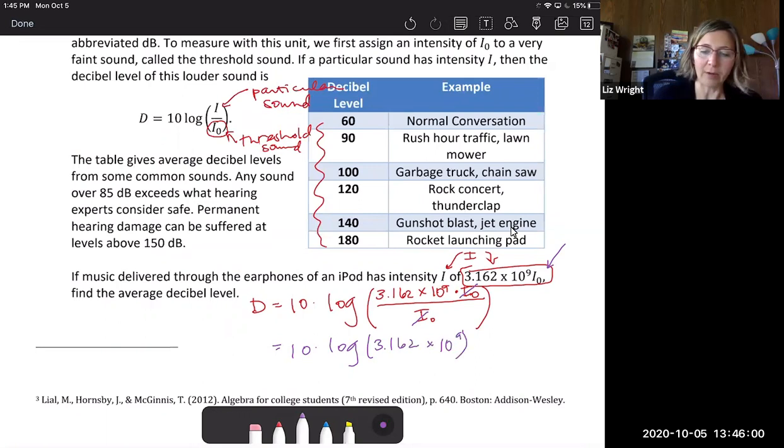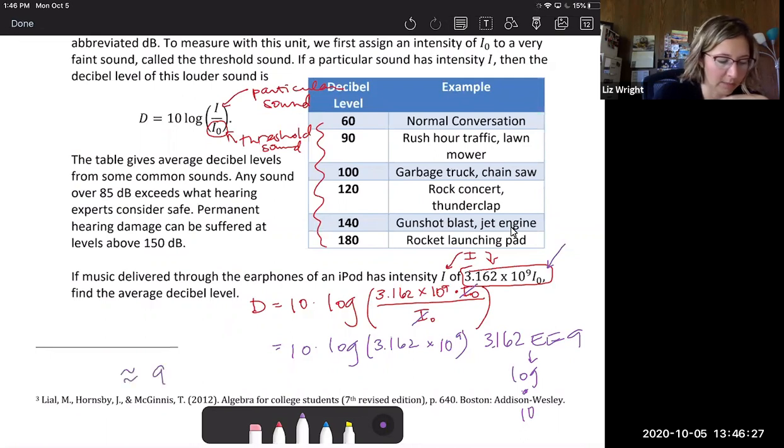All right, so in my calculator, again, my very basic calculator, I'm going to do 3.162 EE9, and then I'm going to hit the log button. And then while that number's still in my calculator, I'm going to hit times 10. And what you should be getting is approximately 95.0 decibels.